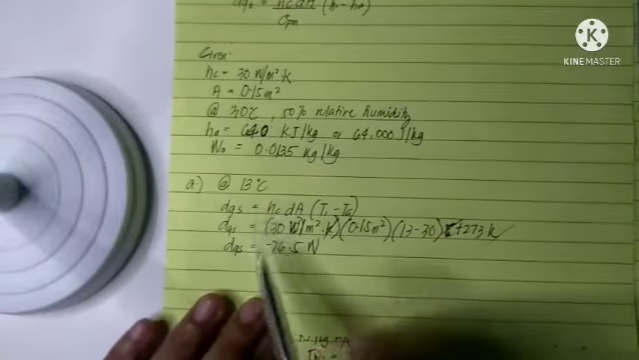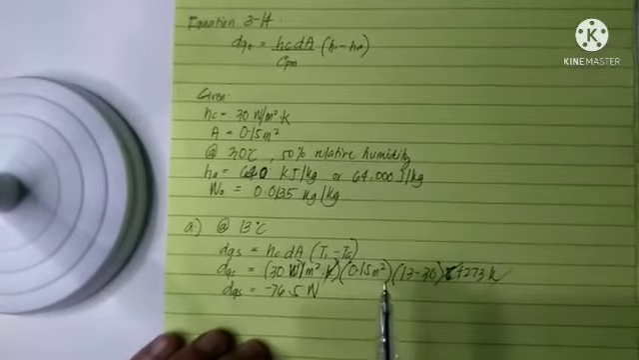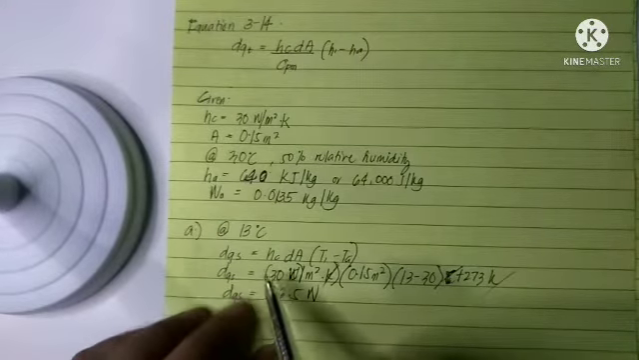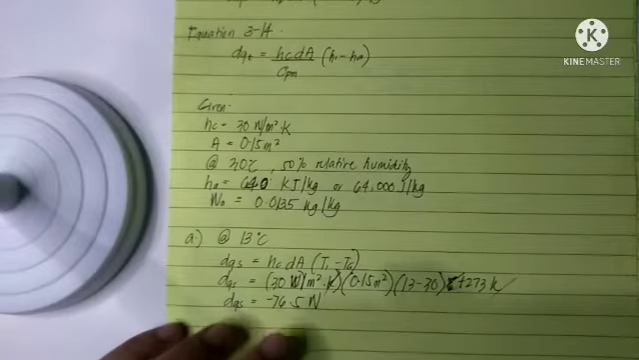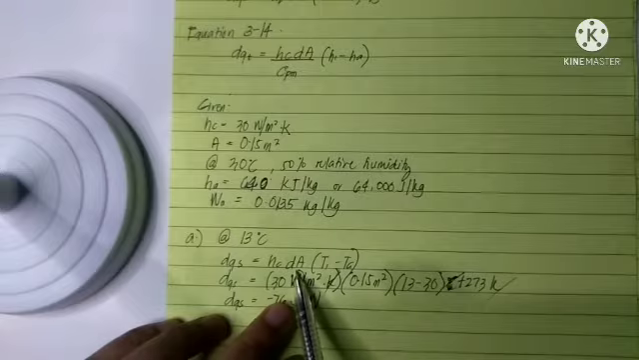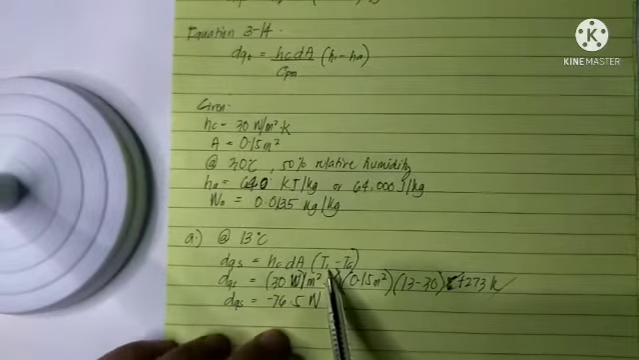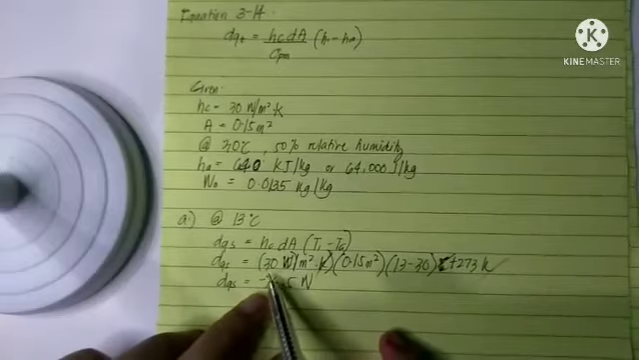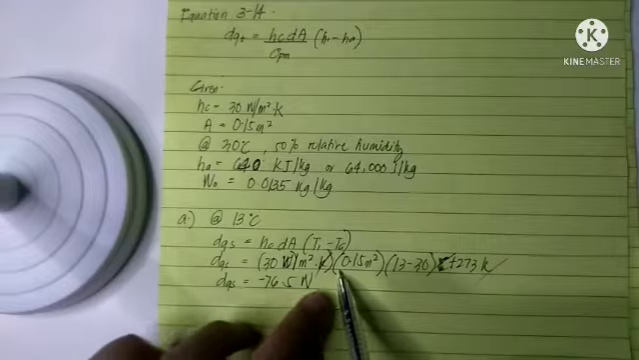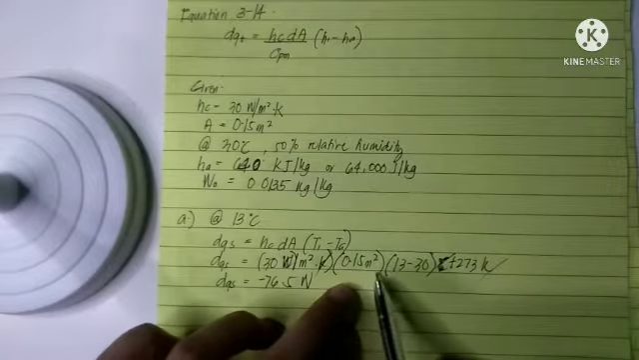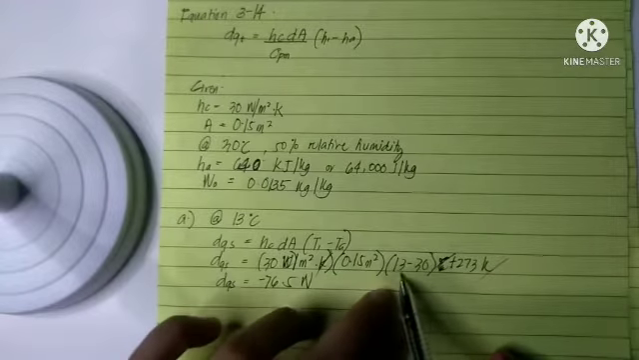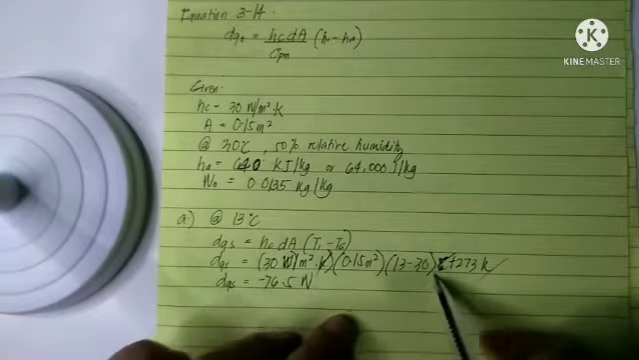So at 13 degrees Celsius, from letter A, solving for the sensible heat using the formula of sensible heat, we have the convection coefficient times the area times the change in temperature. So we have 30 watts per meter squared Kelvin times 0.15 meters squared times 13 minus 30 degrees Celsius.